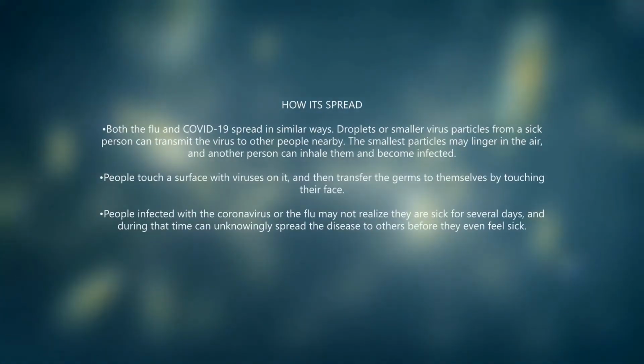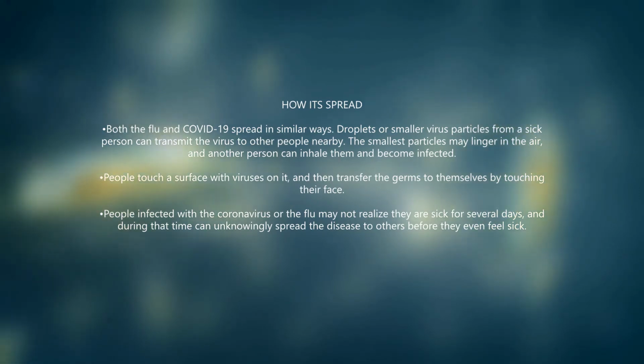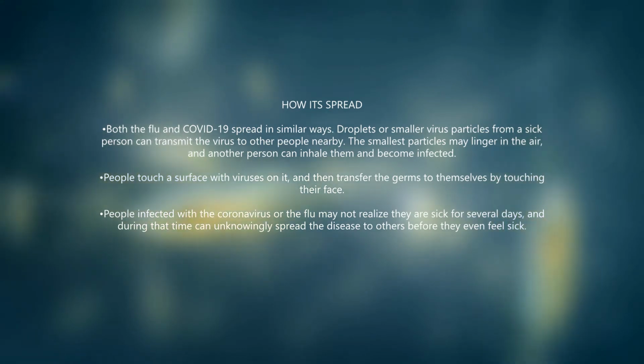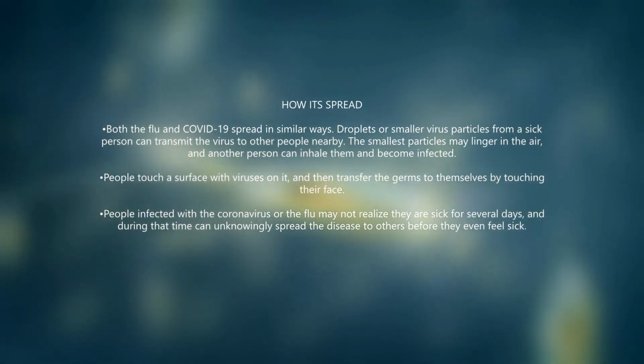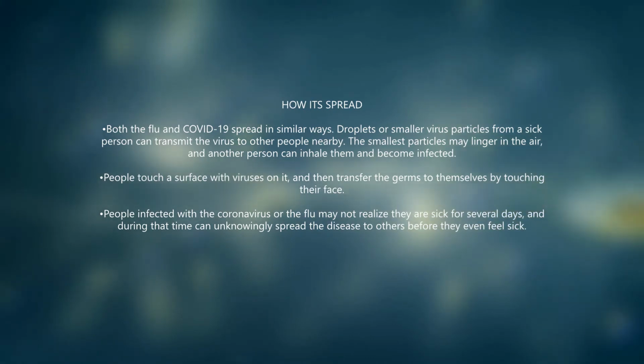How it spreads. Both the flu and COVID-19 spread in similar ways. Droplets or smaller virus particles from a sick person can transmit the virus to other people nearby. The smallest particles may linger in the air and the other person can inhale them and become infected. Or people can touch a surface with viruses on it and then transfer the germs to themselves by touching their face. Lastly, people infected with the coronavirus or the flu may not realize they are sick for several days, and during that time can unknowingly spread the disease to others before they even feel sick.